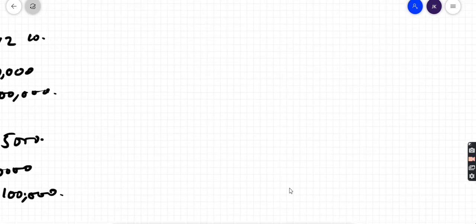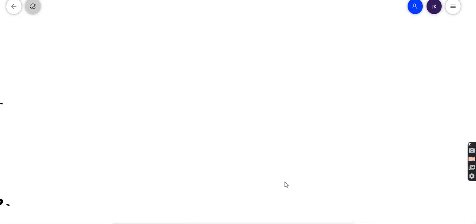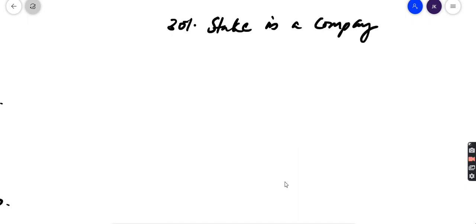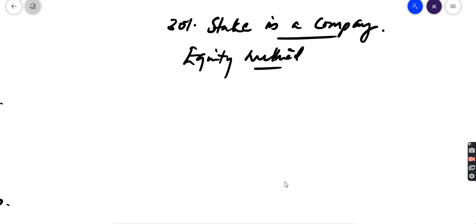Now let's say you have a 30 percent stake in a company. If you have a 30 percent stake, basically you fall under the 20 to 50 bracket. So you have to use something called the equity method.